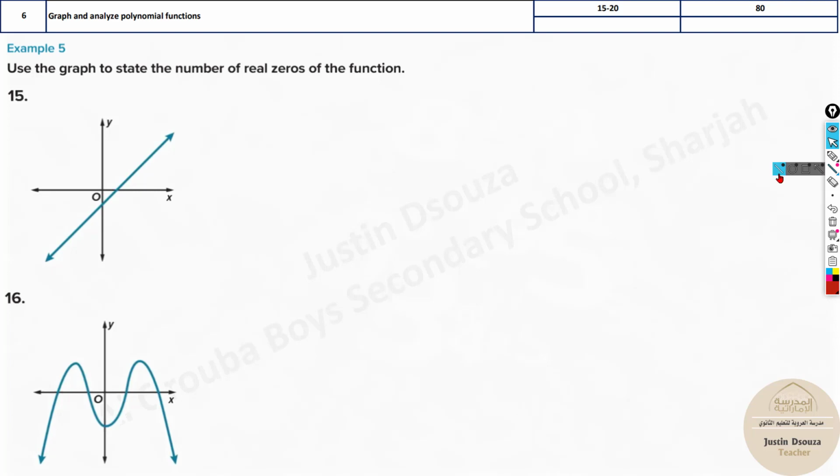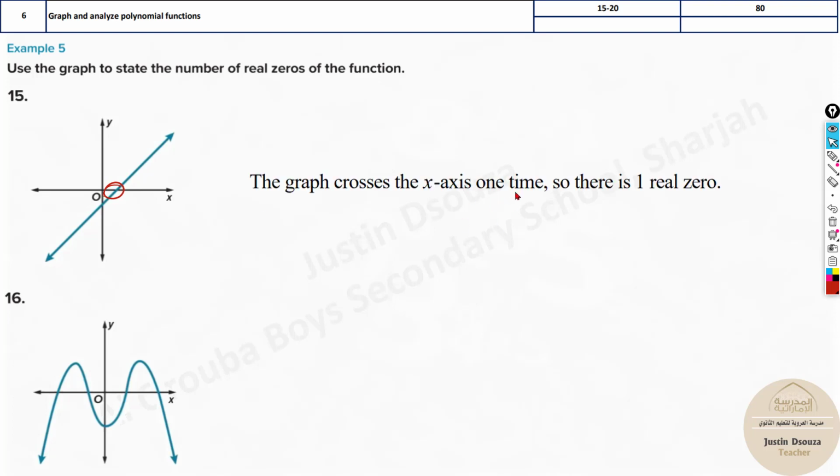Look at this. Wherever it touches the x-axis, that's where the real zero is. So over here, state the number of real zeros. How many real zeros can there be for this? It's only one. That's it. There is only one. Over here, let's see all the x-axis points. X-intercept points, in the sense when the graph touches the x-axis here: 1, 2, 3, 4. There are 4 real zeros.